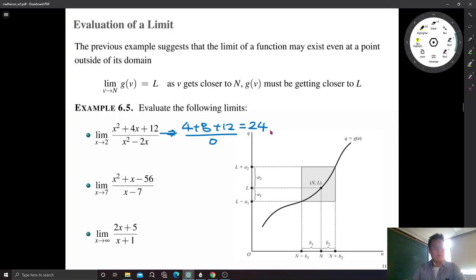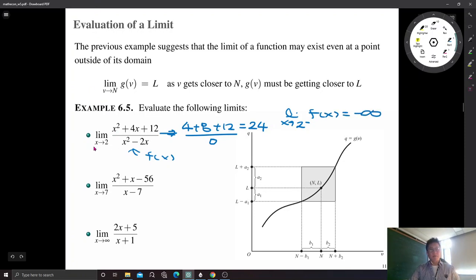But if x approaches 2 from the left, we can see that x squared minus 2x is approaching 0, but that remains negative. So it will be a very tiny number, but whose sign is negative. So 24 divided by a very tiny negative number is going to be negative infinity. So let me call this function f of x. Then the left-hand limit of f of x is going to be negative infinity.